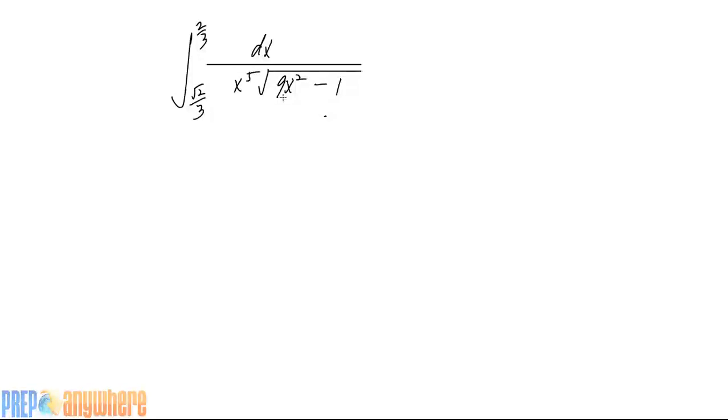Okay, so here we have a variable squared minus a constant. This is a case where you have to let x equal secant of theta. Now because of this 9 that's multiplied to it, we actually have to let it be 1 over 3, so that when I square this, it'll cancel out with that 9. So dx then is 1 over 3 secant of theta tangent of theta d theta.